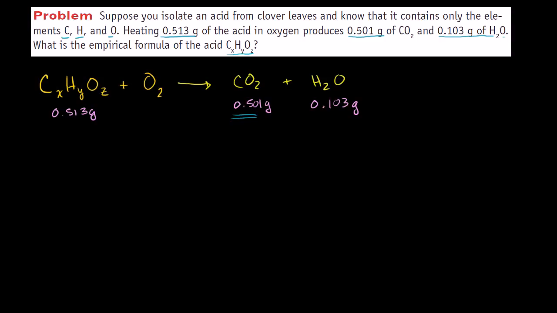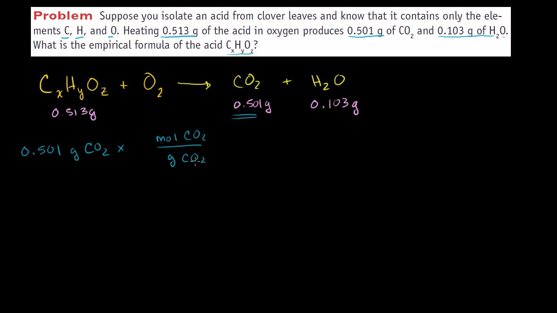If that confused you, hopefully just solving through it will make a lot more sense. So first, let's just figure out the moles of carbon in our product. And the only product here that had carbon was the carbon dioxide. And that'll tell us how many moles of carbon we had in our original mystery acid over here. So we end up with 0.501 grams of carbon dioxide. And we want to convert this into moles of carbon dioxide. So we want to multiply this times moles of carbon dioxide per grams of carbon dioxide.